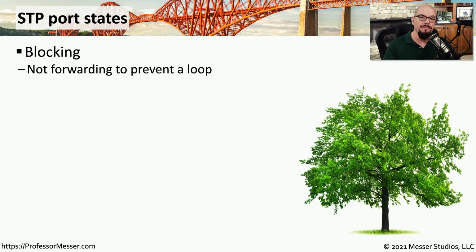And there are a number of modes that interface will be placed in. One of those port states is a blocking port state. If the spanning tree protocol identifies that a loop would be created by turning on this interface, it will administratively block all traffic from going in or out of that interface to prevent a loop from occurring.